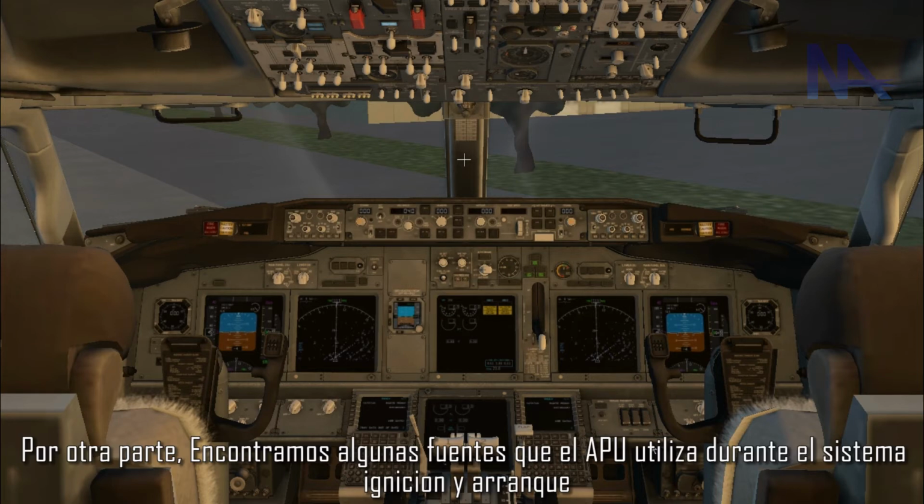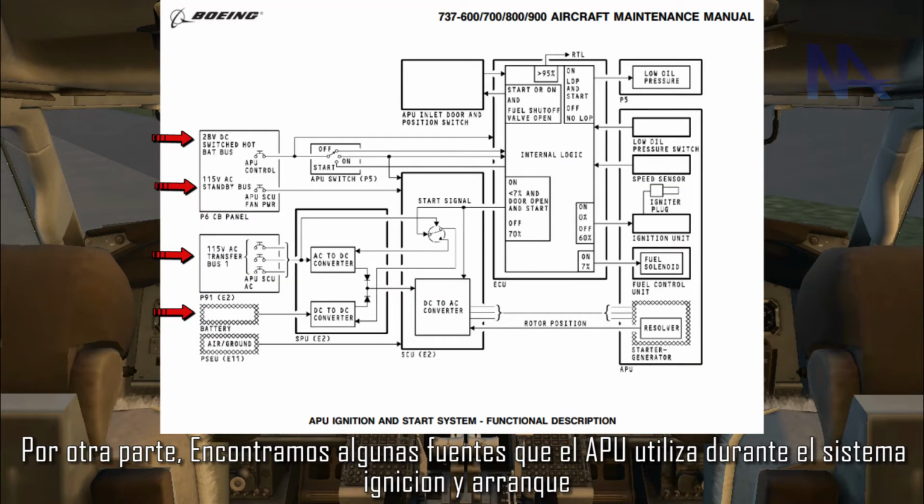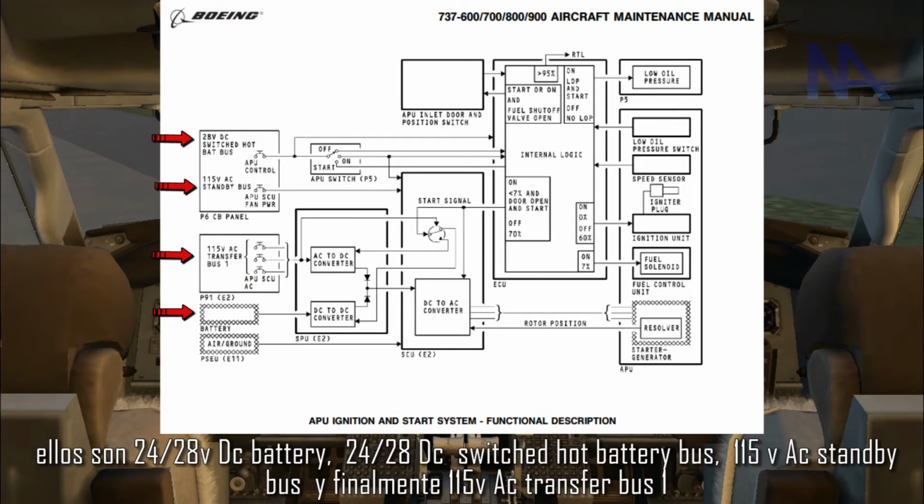On the other hand, we find some sources that the APU uses during the ignition and start system. They are the 24 to 28 volt DC battery, 24 to 28 volt DC switched hot battery bus, 115 volts AC standby bus, and finally 115 volts AC transfer bus 1.